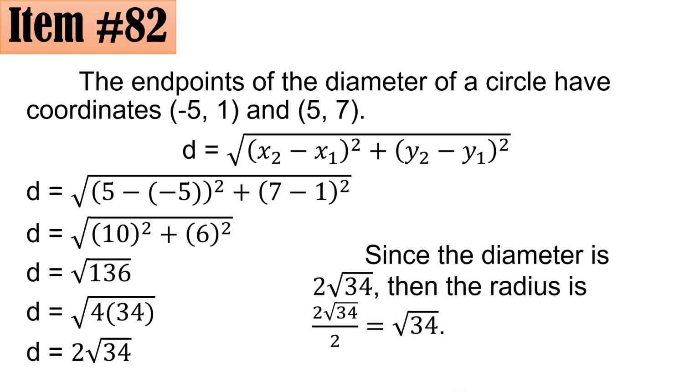And we know that since the diameter is 2 square root of 34, then its radius is equal to your diameter divided by 2. Kasi alam natin that the radius is half the length of your diameter. So the 2 divided by 2 becomes 1, and you are left with square root of 34 units. Letter A. Thank you po.